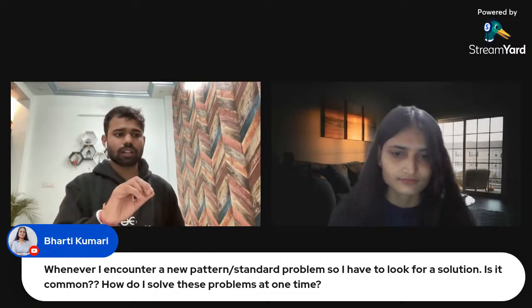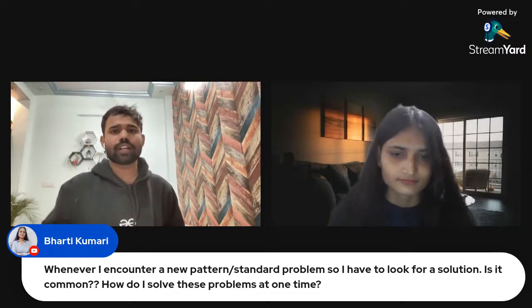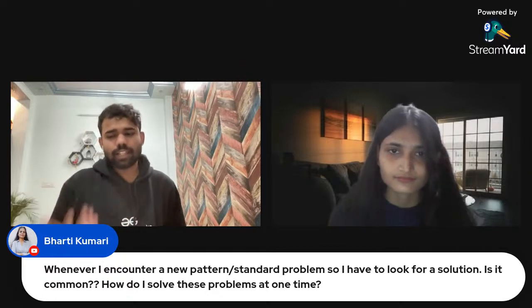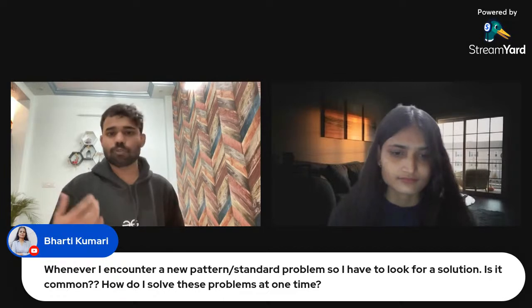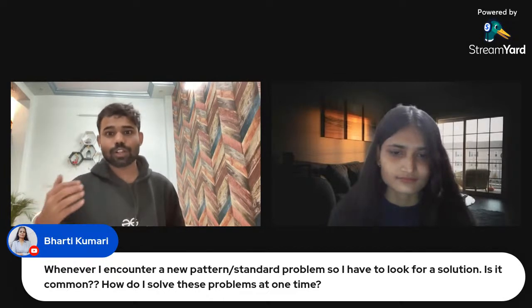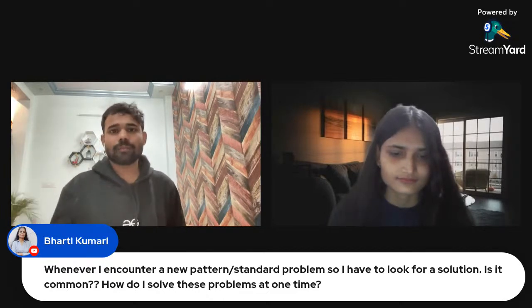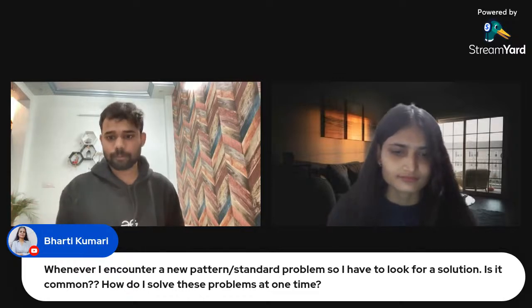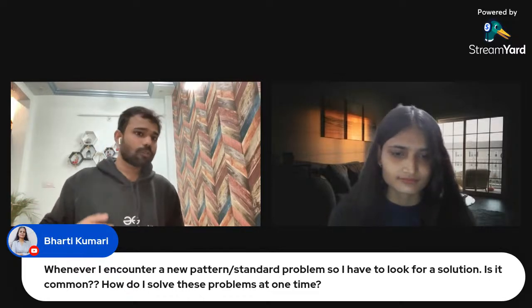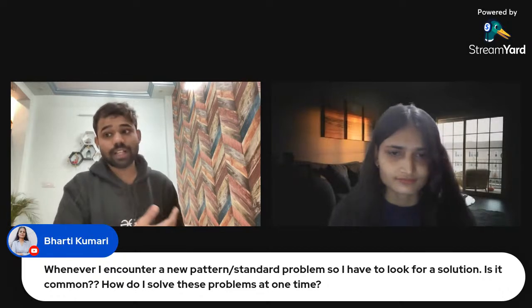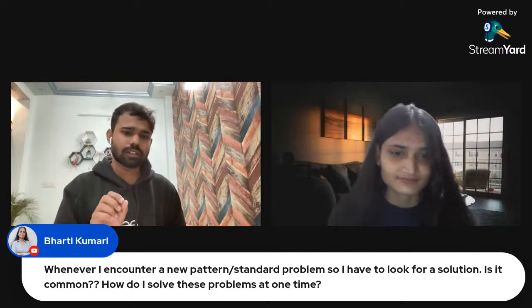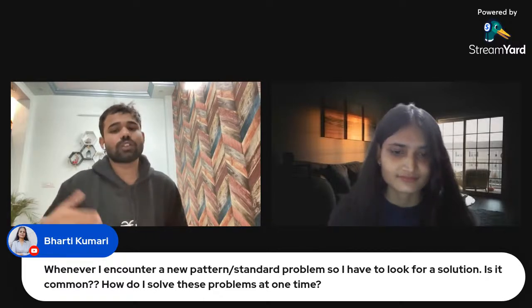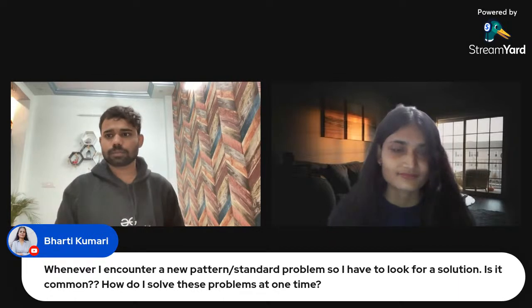If we talk about common standard problems, like the one I told you, sort an array of 0, 1, and 2, what can one think of? One can think of normal sorting or counting sort, but no one can think of the two pointers approach here. Maybe, but it's not that common. So one has to first see the solution, and after that we can solve it. That's perfectly common: if you encounter a new pattern, you have to first look at the solution.